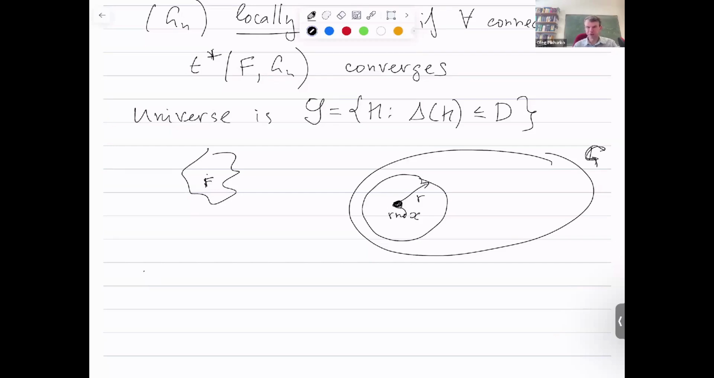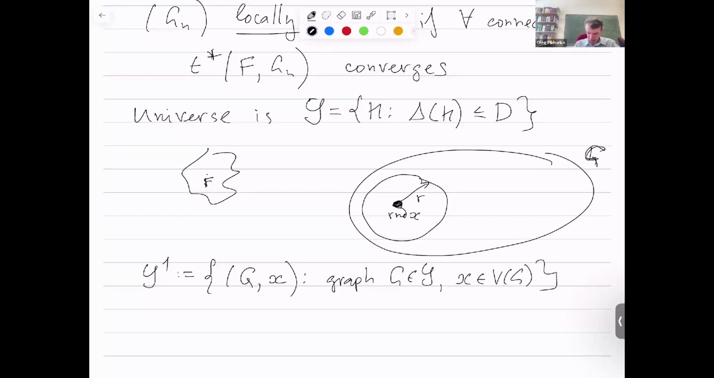I would like to work with graphs with one vertex as a special root. So I'll denote the set calligraphic G1. So these are rooted graphs. Formally it's a pair (G, x), where G comes from our universe and x is some vertex. So you can view it as rooted graphs up to isomorphism.